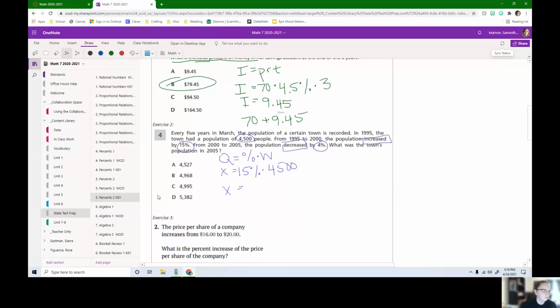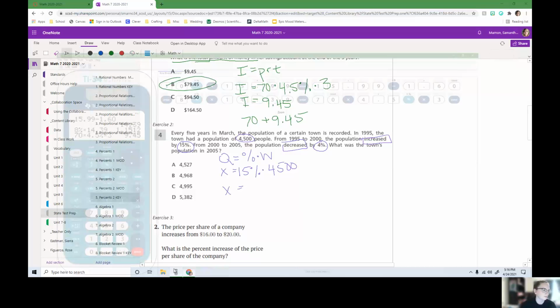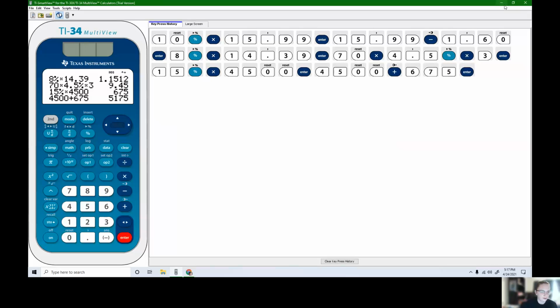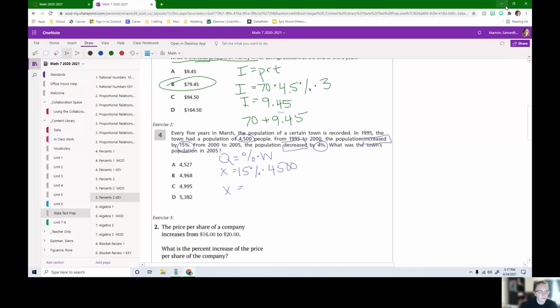15% times 4,500 is going to be 675. So that's how much it went up. So we're actually going to have to take that 4,500 and add 675 to it. So we're going to end up getting 5,175. So when we add it, we got 5,175. So now this is what the population is in 2000, but from 2000 to 2005, it decreased 4%.